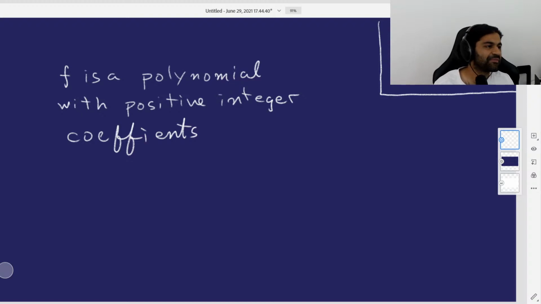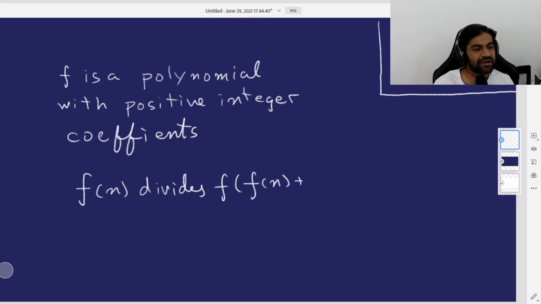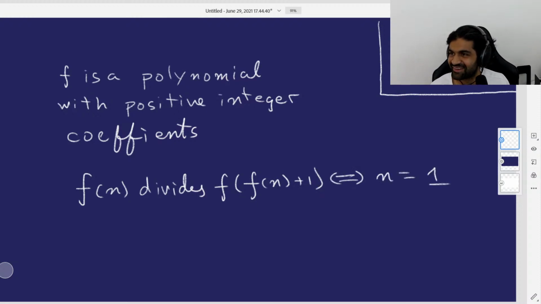And we know that f of n divides f of n plus 1 if and only if n equals 1. That is the question. Okay? So f is a polynomial with positive integer coefficients, and you want to show that if f of n divides f of n plus 1, then it must be the case that n is equal to 1.